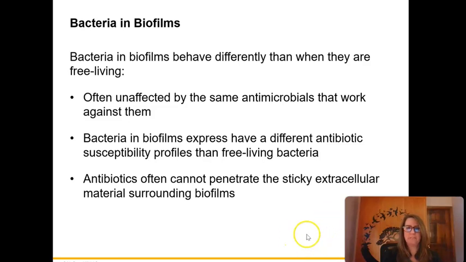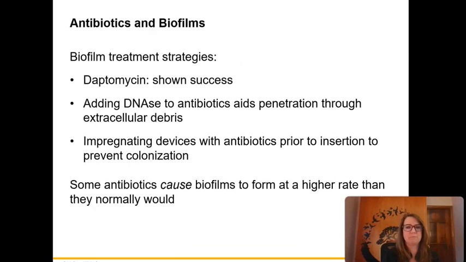So biofilms are a particular problem, particularly in medical devices, anything that's indwelling. So you have your catheters, you have your endotracheal tubes. These things can become havens for the growth of biofilms.